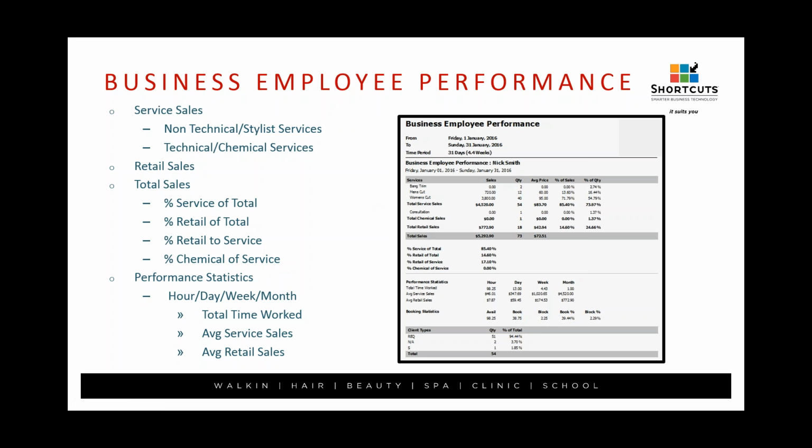Okay, then we have some performance statistics as well. Under there, it'll actually break it down for us hour, day, week, and month, which is really awesome on a report, right? And then it will show us things like total time worked, average service sales, average retail sales. It also shows some other information down at the bottom as well, some booking statistics as well as the tags, so the appointment tags that this particular employee uses or gets assigned as well.